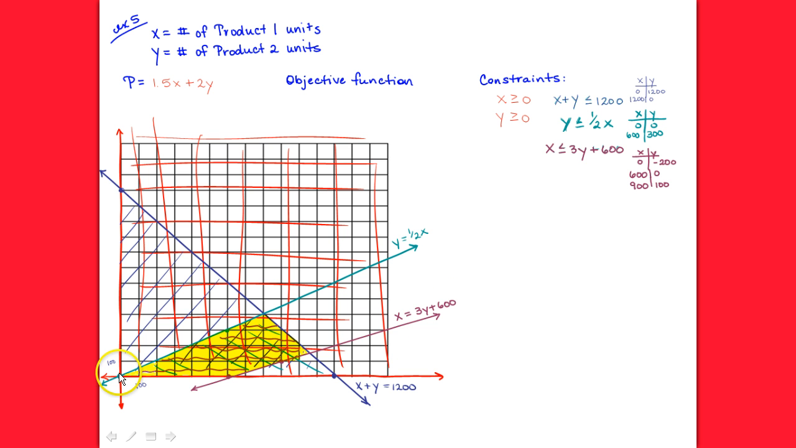I picked a test point of 0, 0 and plugged it in, and I got 0 is less than 600, which is true. So that let me know that I was going to shade above. And so that left us with this highlighted region of feasible solutions. So it ends up like a big mess. That's why I mentioned if you wanted to use colored pencils or something and erase it off if it made it easier for you to see, you're welcome to do that, but you don't have to.